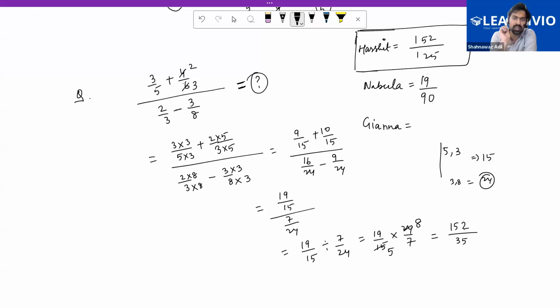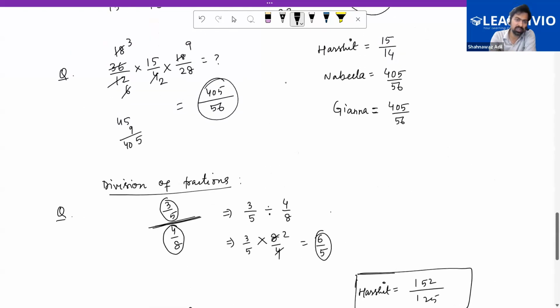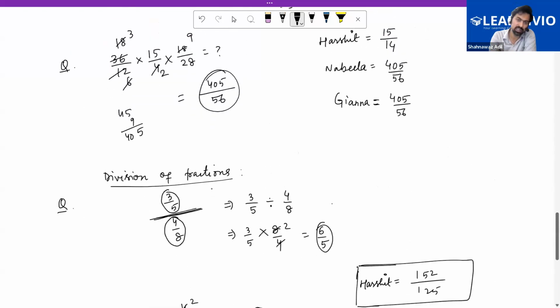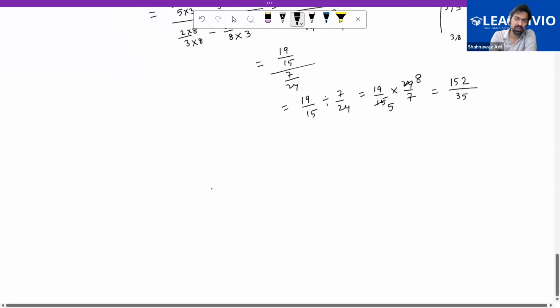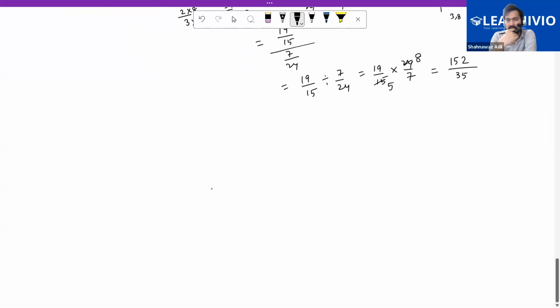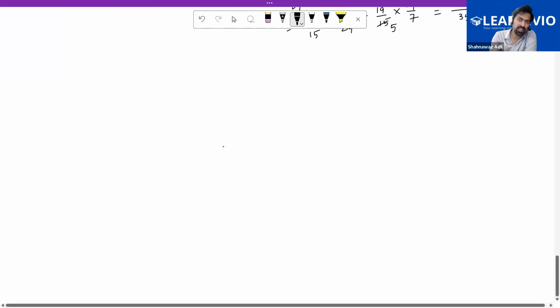So is this clear with all of you? Is it clear? Yes, sir. I will send you some practice questions on this, and then you can practice a lot. So this is the operations on fractions. I guess you already know both parts, but we'll do that later.